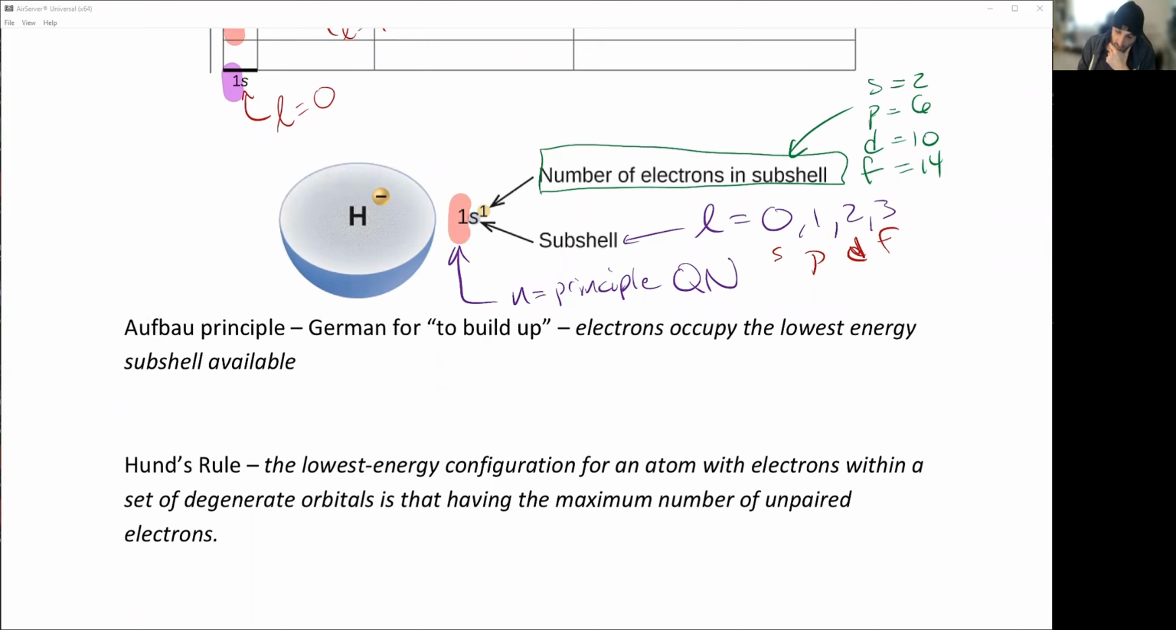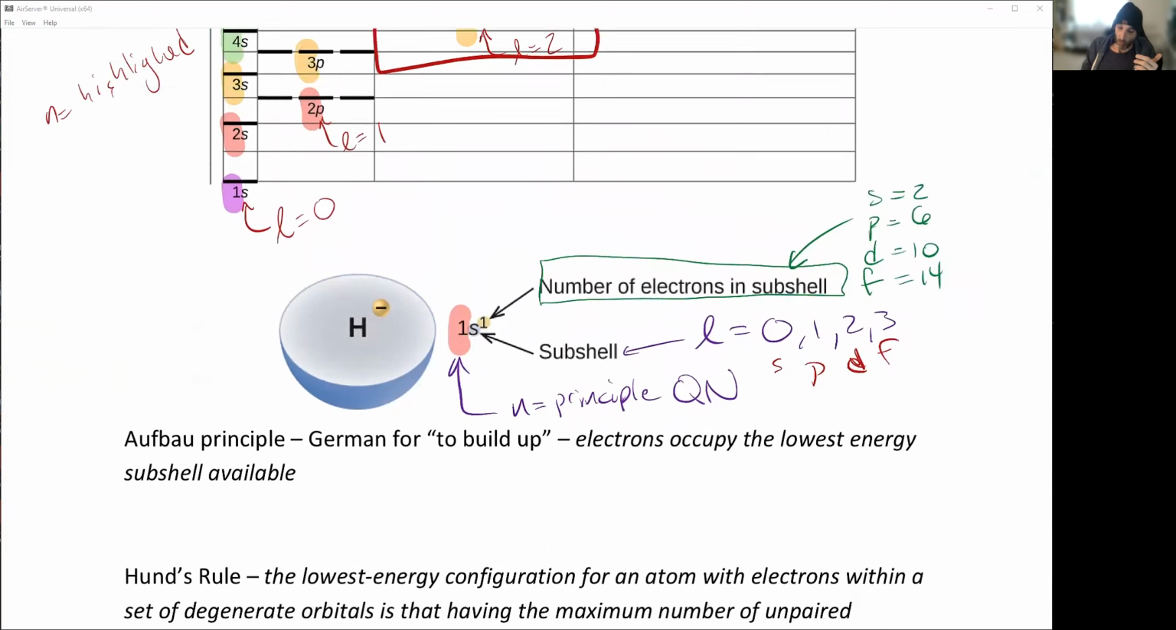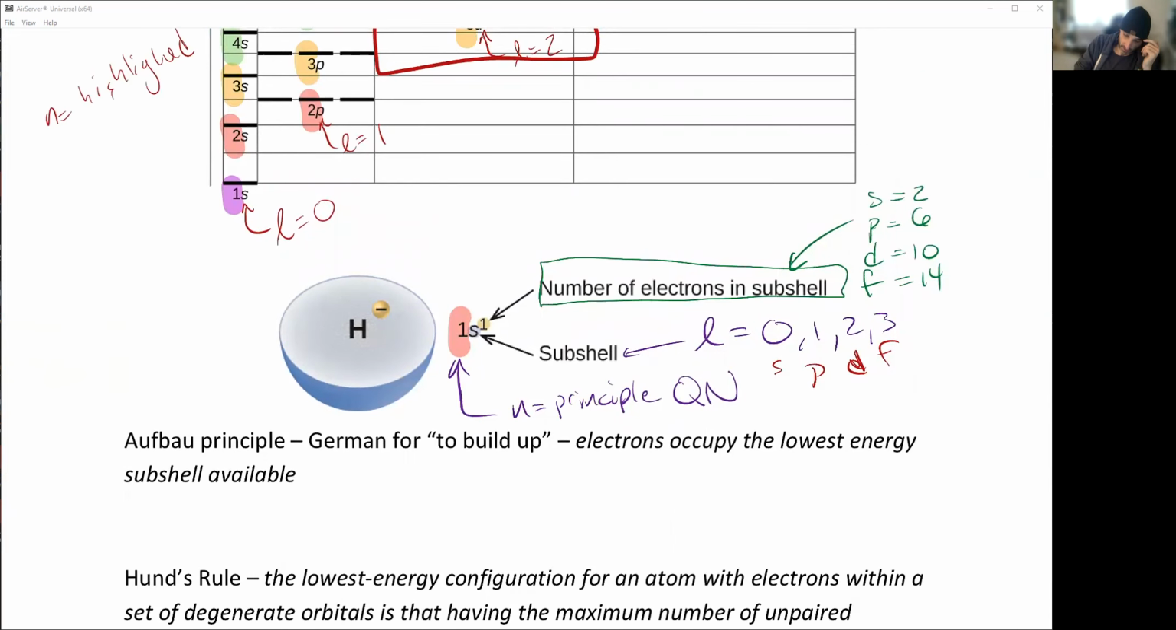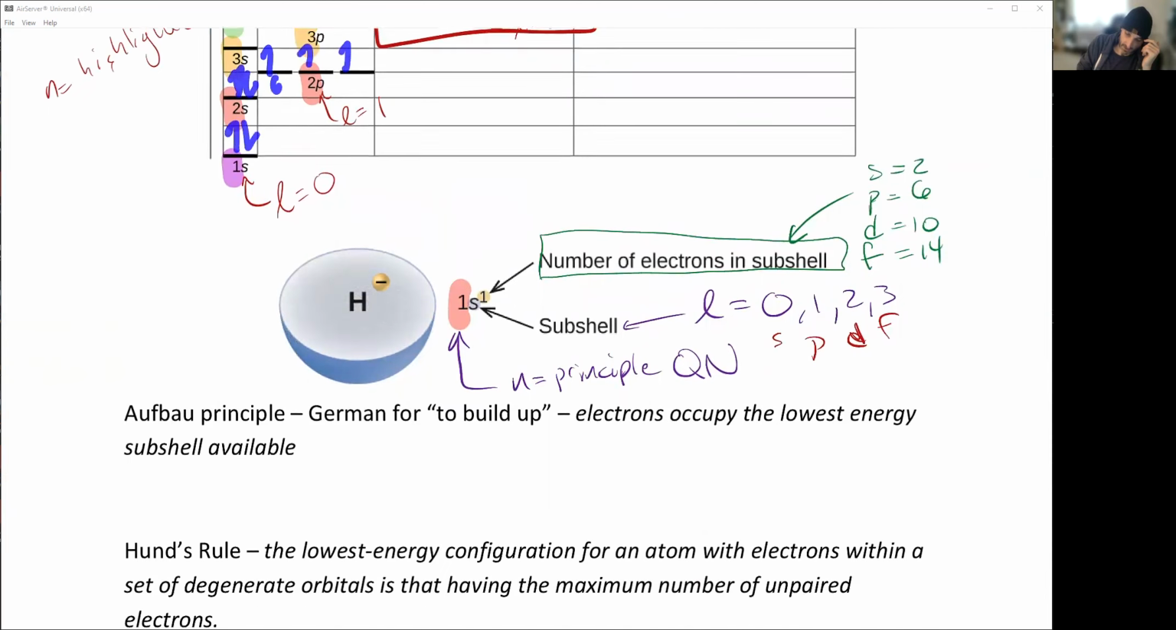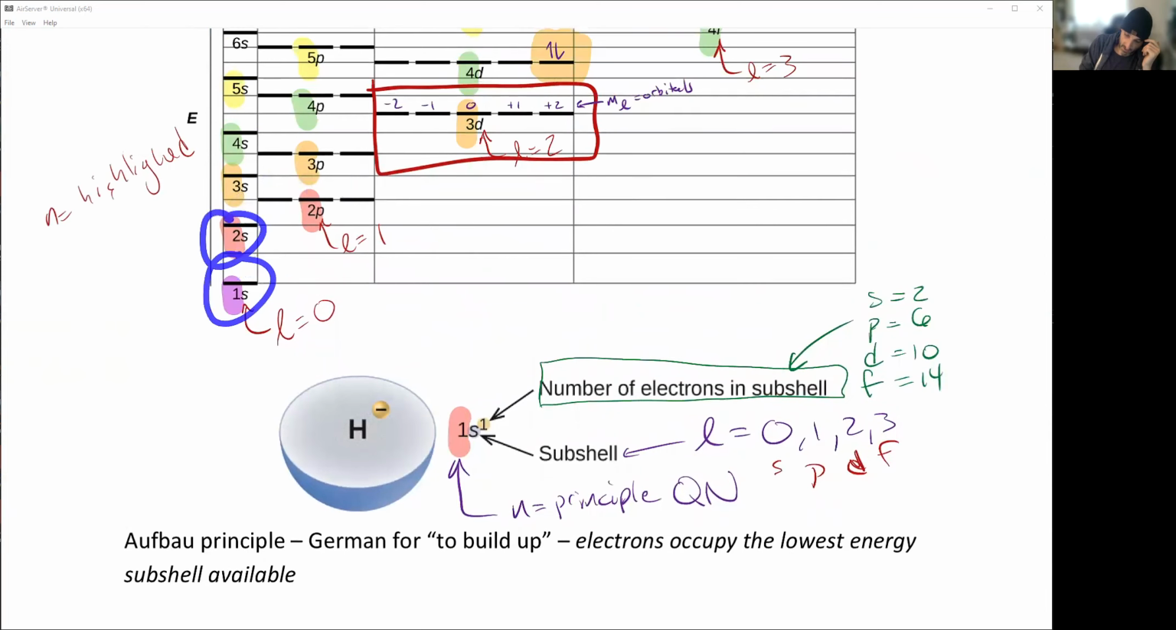Okay. So the first principle, the Aufbau principle, the German term for building up. Electrons occupy the lowest energy subshell available. Basically, it says, when I fill this up, I am going to fill the 1s, then the 2s, then the 2p. So 1s fills, then 2s, then 2p, then 3s, then 3p, then 4s, then 3d. So we're filling in order of lowest energy. It's not like I'm going to fill this and then start filling a 4p. That's not allowed. The Aufbau principle basically says just fill the lowest first. And we're always going to do that. The periodic table is going to help guide us.